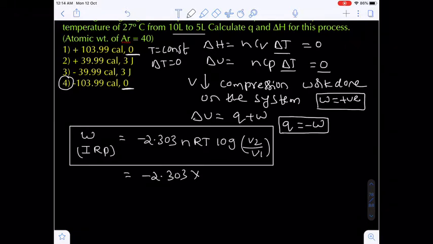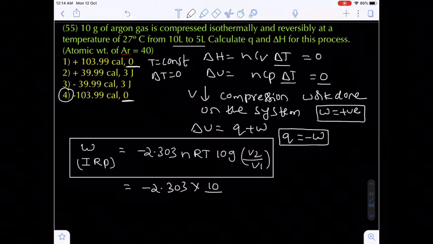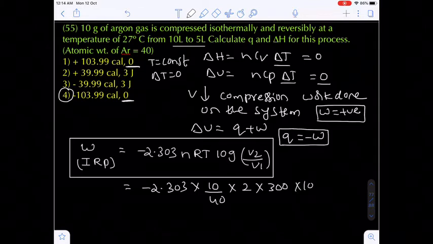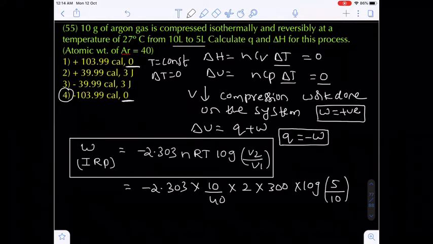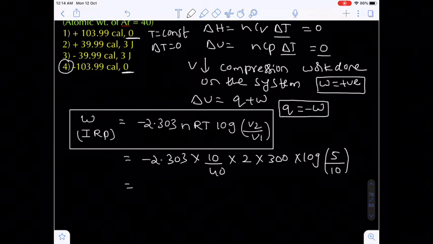2.303, number of moles of ideal gas will be 10 grams of argon, given mass by molar mass of argon, 40, and the value will be given in calories. So R value will be taken as 2 calories, and temperature value taken as 300 Kelvin, into log of final volume, given 5 liter, and initial volume given 10 liters. Are you getting my point? Now here you will get log of 1 by 2, nothing but minus log 2. Minus of minus you will get plus.